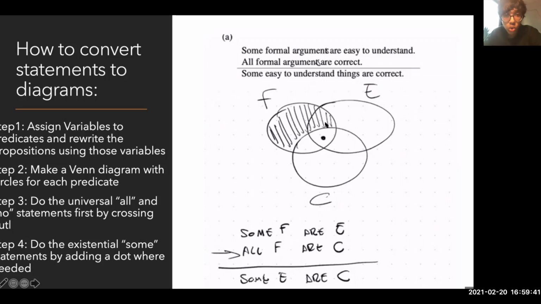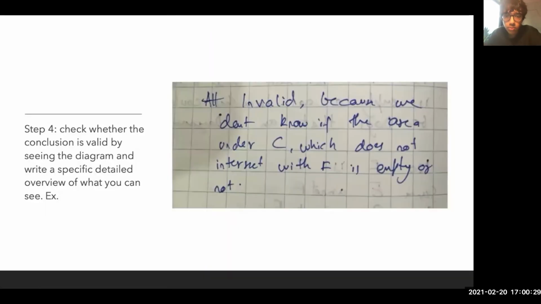Next, we do all the universal statements. You read the premise and then you cross out the appropriate areas. Step 4 is doing the existential statements by adding a dot wherever you need to add a dot. But remember, usually existential statements have two cases, so you'll have to make this diagram again. The last step is to actually check whether the conclusion is true or false.